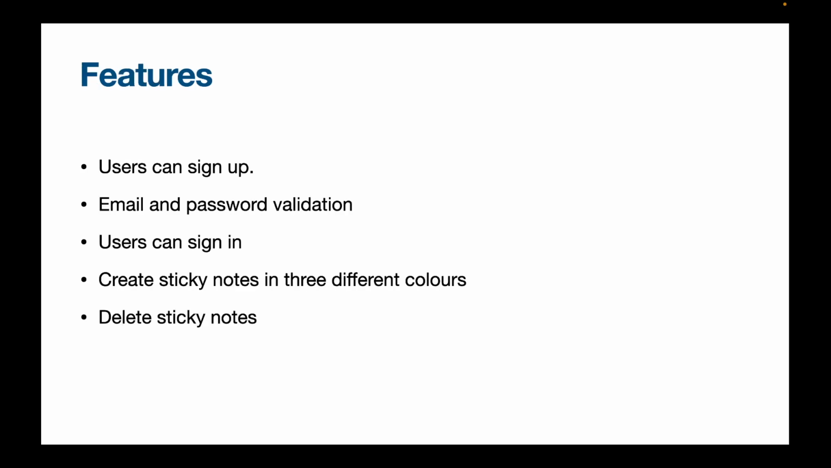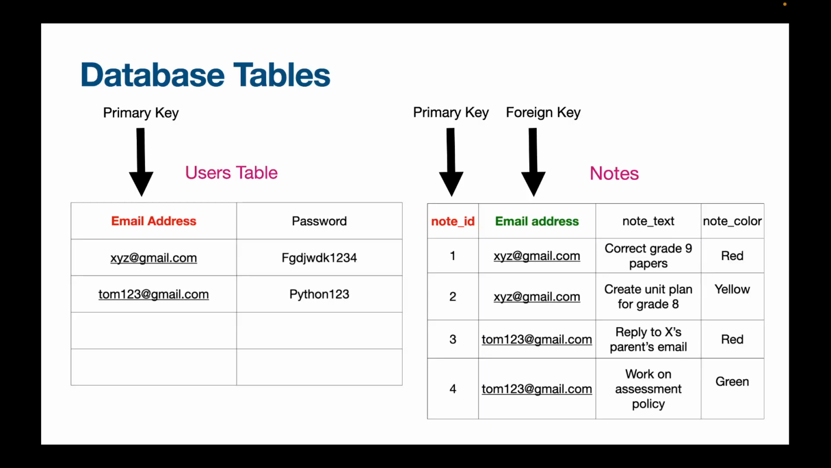Okay, now the features of this app, very simply, the users can sign up. My app also has email and password validation, which means I have set some rules for the kind of data that I would want the users to sign up with. Once they sign up, they can sign in, they can create sticky notes in 3 different colors, and then they can delete it.